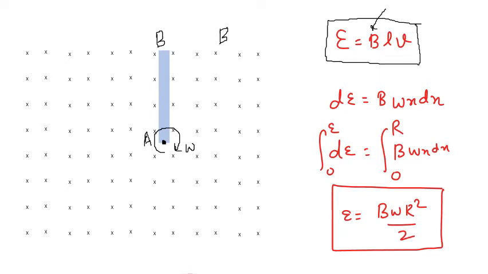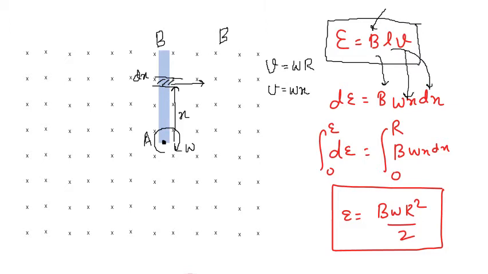Now here, if angular velocity is omega, then at x distance from the center, suppose I take a small length element dx. The velocity of this small length element will be, since we know that in uniform circular motion v equal to omega r, v equal to omega into x. So in place of B I'll put B, in place of L I'll put dx, in place of v I'll put omega x.